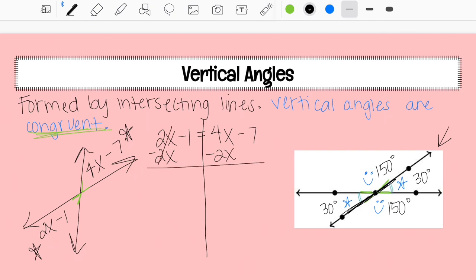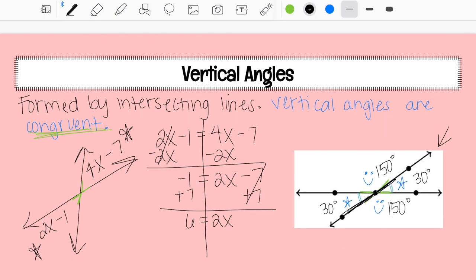2x minus 2x leaves me with 0. And I'm left with a negative 1 on my left-hand side. 4x minus 2x is a positive 2x, and I still have this minus 7. So I've now gotten all my variables on one side, but my constants are not on the other. So I need to move the negative 7 to the other side. And I can move that by adding 7 to both sides. Negative 1 and a positive 7 makes a positive 6. I'm left with 2x, and then negative 7 and positive 7 create a zero pair.